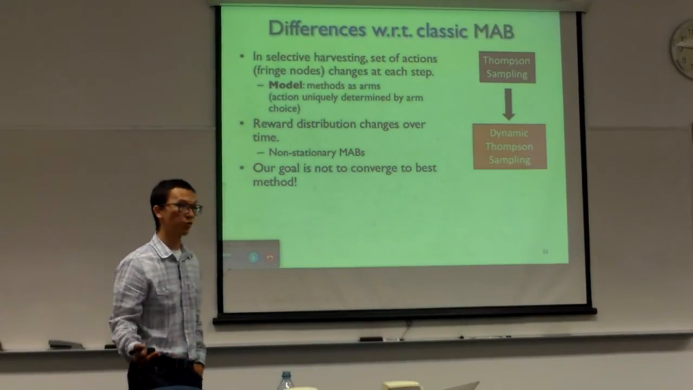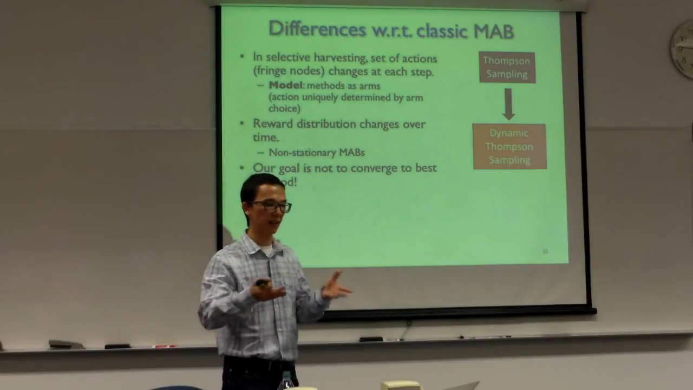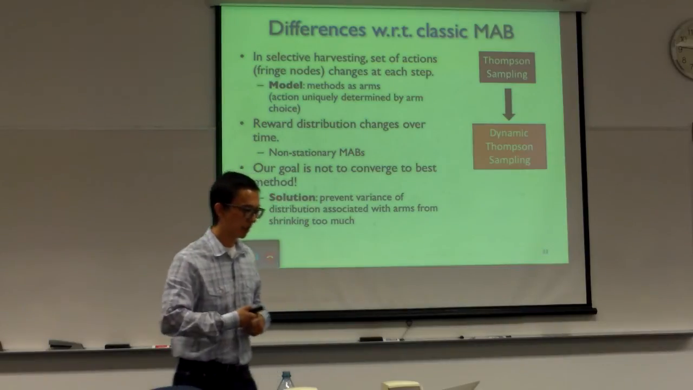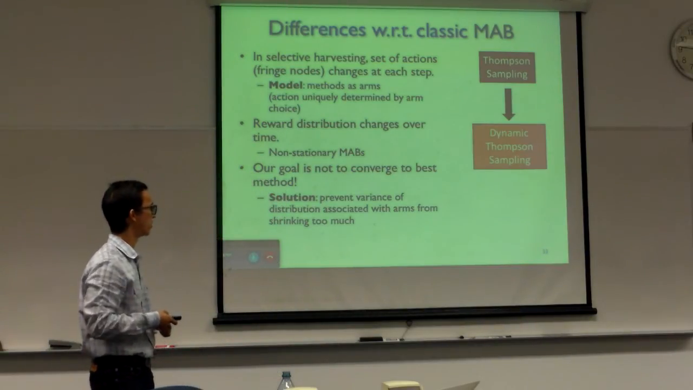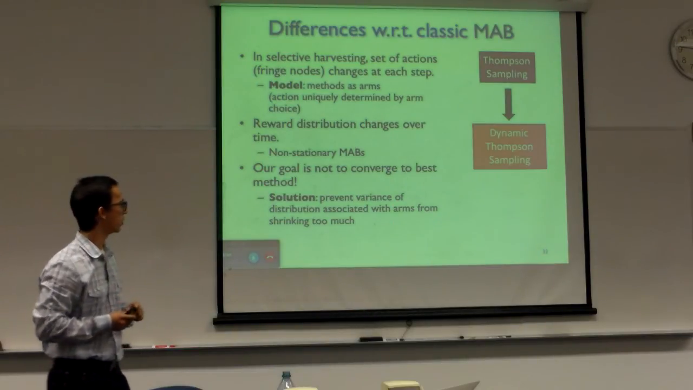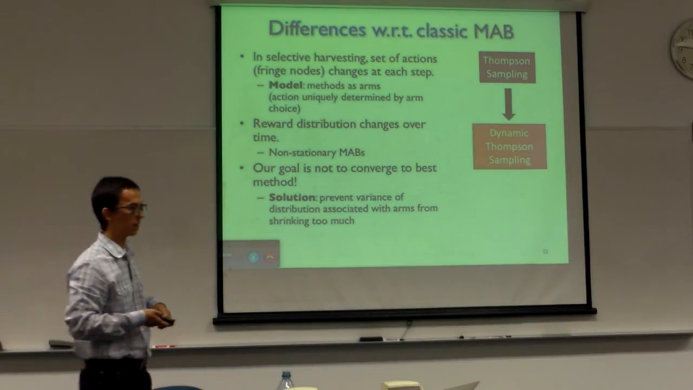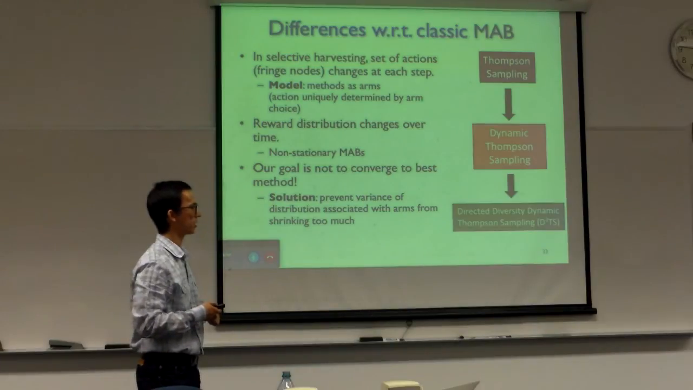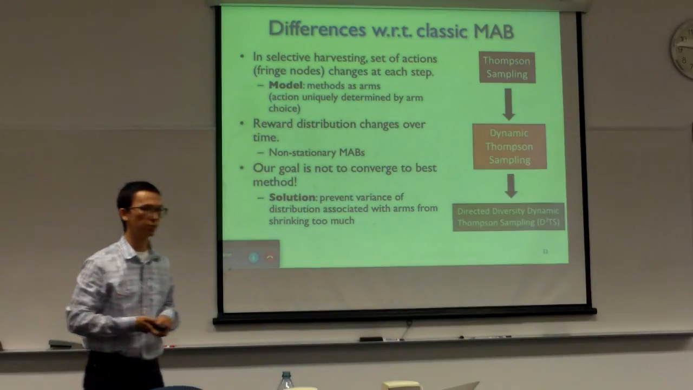But our goal is not to converge to the best arm. If we do that, then we break the principle that I talked about on the previous slide. So the solution that we came up with is to adapt dynamic Thompson sampling to prevent the variance of the distribution associated with each arm from shrinking too much, so that we keep exploring the other arms. And that gives rise to the method that we call directed diversity dynamic Thompson sampling, or D3TS for short.